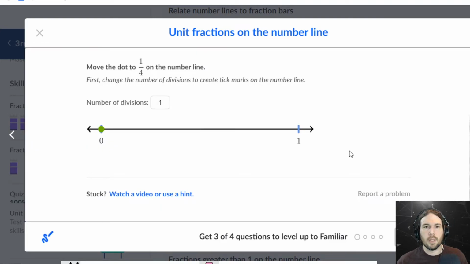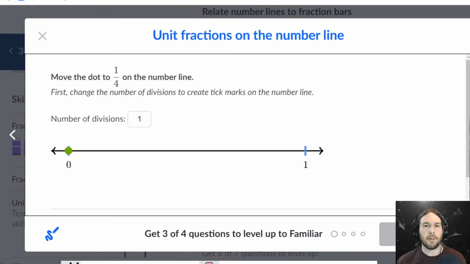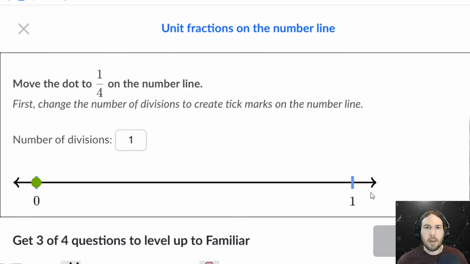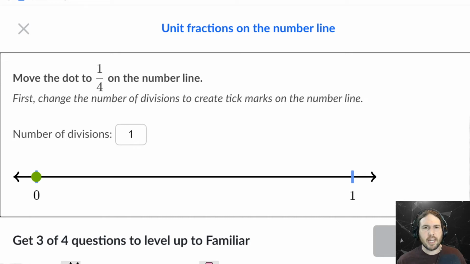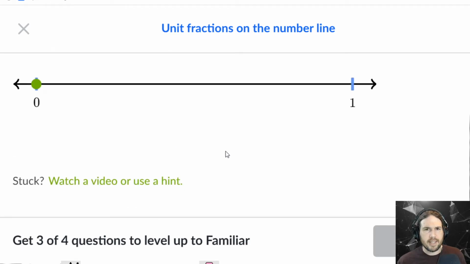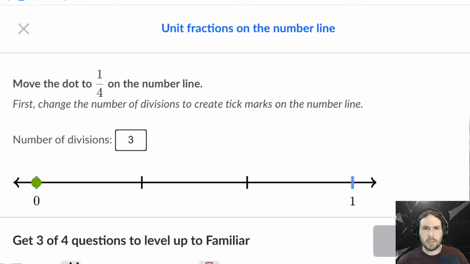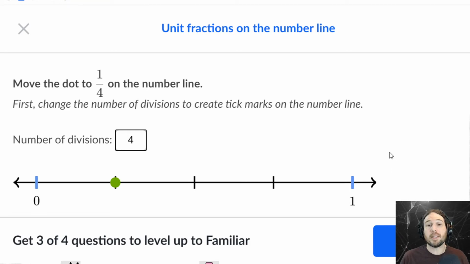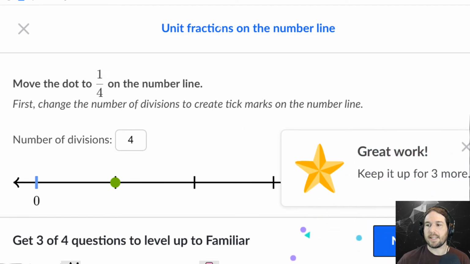Let's go. Move the dot to 1/4 on the number line. First, change the number of divisions to create tick marks on the line. So hold on. If I say there are 3 divisions, that would mean there's 1, 2, 3 spaces, right? So I want there to be 4 divisions, and I want to move 1 up. Because it's divided into 4 pieces, each piece is 1/4. I hope that makes sense. And since it's only one of them, we do 1 quick hop, and that's that.